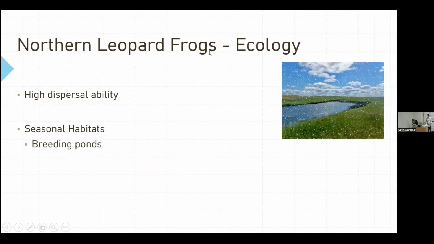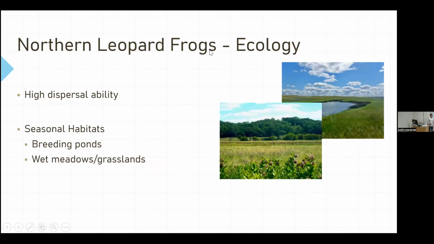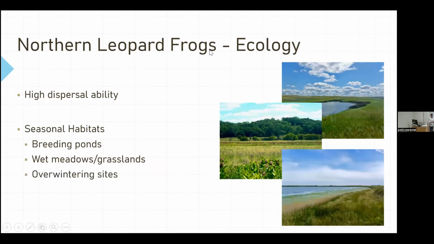So during the spring and summer, you're really reliant on these breeding ponds, which are temporary or semi-permanent wetlands without big fish predators where they breed. The tadpoles can develop. Later on in the summer, they really utilize these wet meadows and grasslands as foraging places. And then finally, a really important component here in North Dakota is overwintering sites. And these are deep permanent wetlands or flowing water habitats where leopard frogs can go down and avoid the frost line because they can't freeze solid like some other frog species can.